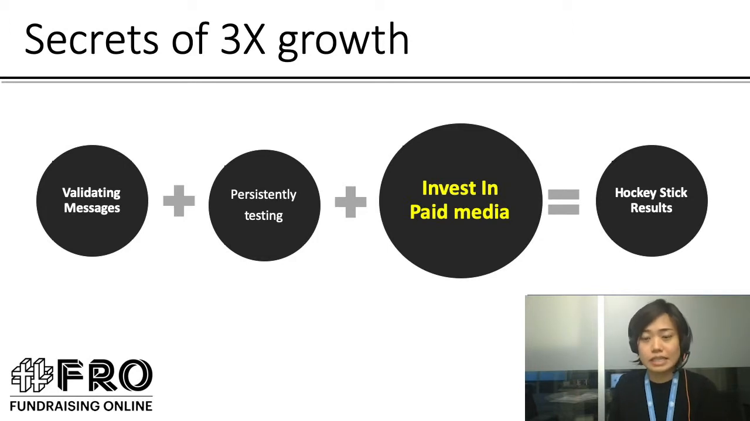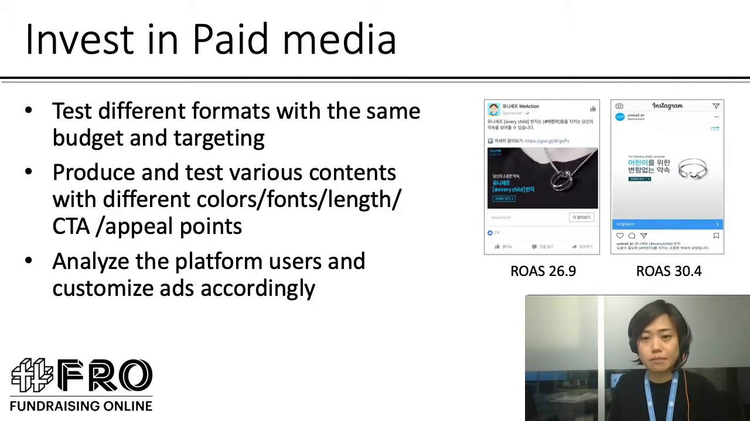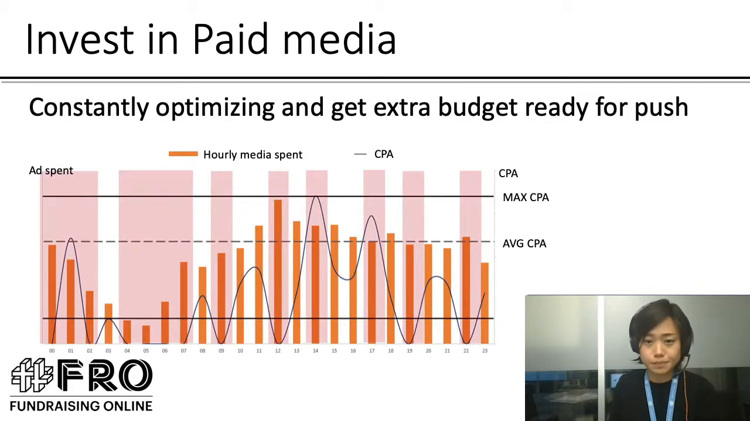On your right-hand side, this is an Instagram advertisement that has a record return of 30. To achieve this advertising, they tested different formats with the same budget and targeting, and they also produced and tested various contents with different colors, fonts, length, CTA, and appeal points, analyzed the platform users, and customized ads accordingly. So they never use the same creatives for Facebook and for Instagram. They created different customized advertising for each, tailored to its audiences.